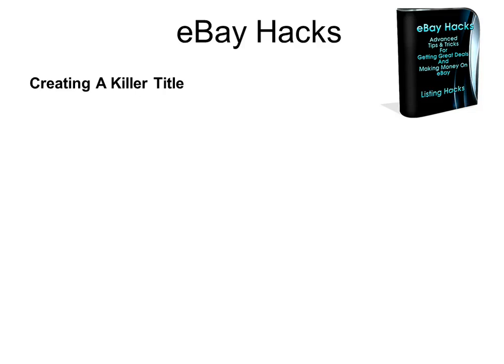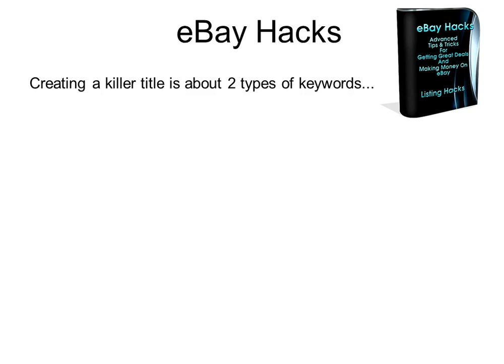All right, so let's begin at the beginning. The most important thing that people look at, and that eBay looks at when determining what searches to show, are the titles. So we want to talk about creating a killer title. Creating a killer title is really about two different types of keywords: keywords for search and keywords for sizzle. And we're going to go over both of those here in this presentation.